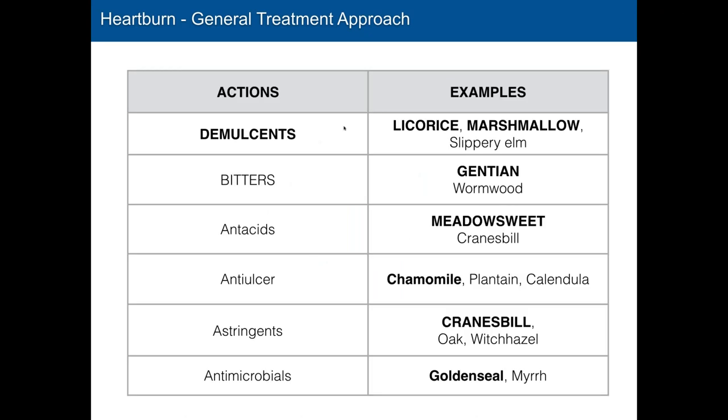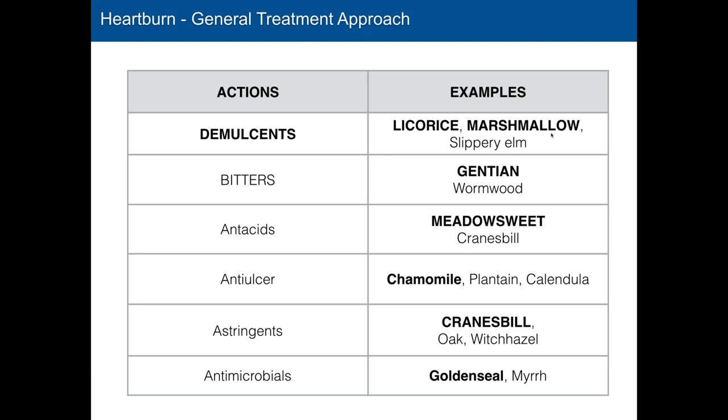So, if you have no idea what you're doing and someone comes with heartburn, I would say the first thing you probably want to do is give a demulcent, because you can never go wrong. If you want to play it cautious, not take any risk, give them licorice or DGL. If you have high blood pressure, don't give them licorice, give them DGL. Or get them to drink a tea or an extract of marshmallow and slippery elm, or do the combinations.